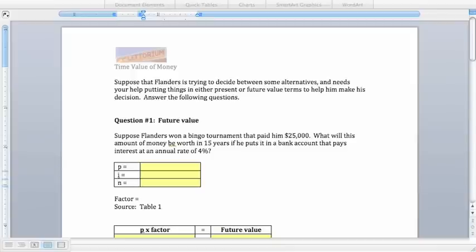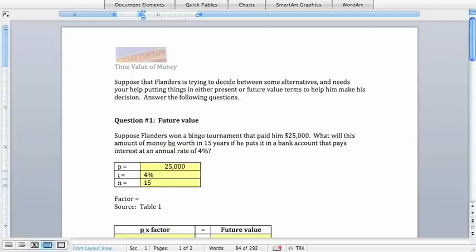In this exercise, question 1 asks us how much a sum of money will be worth tomorrow. Flanders won a bingo tournament, and we have to see how much money he'll have built up if he puts it in the bank for 15 years. And so what we need to do is put in some of the information that we've got. So we can put in our principal amount of $25,000. We know that the interest rate is 4%, and we know that we're talking about 15 periods. And so we're really looking to get the future value of a sum, so we can actually use Table 1.